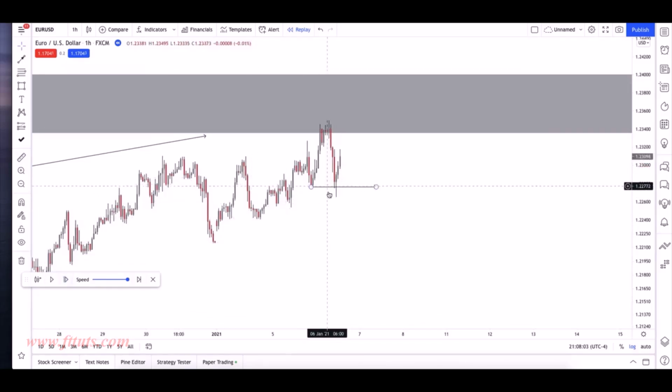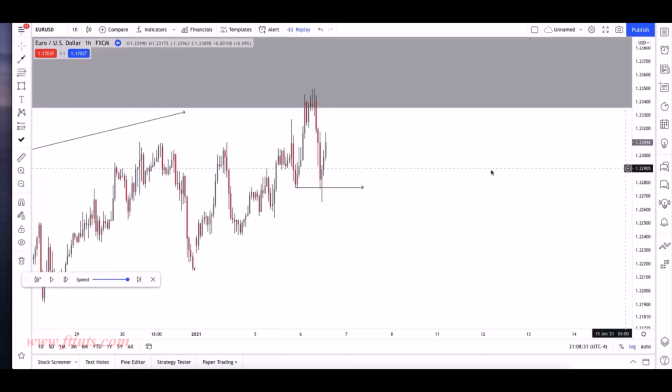Now, as you can see, price wicked out and broke that structure. Once we got that break of structure, notice how price created some inefficient price action. We've got some imbalance right there that we know needs to be filled in. So price now must retrace to fill in that imbalance and potentially mitigate this area of supply.